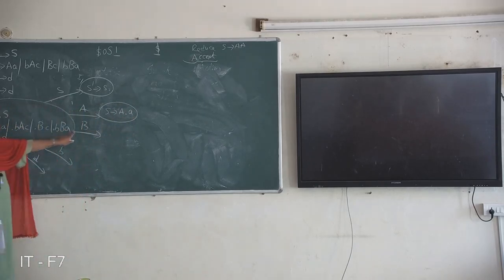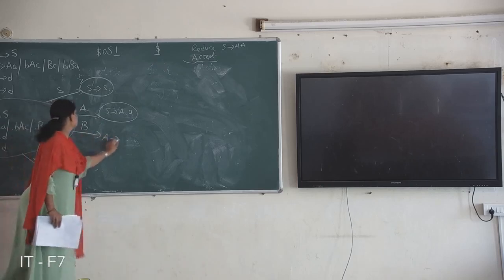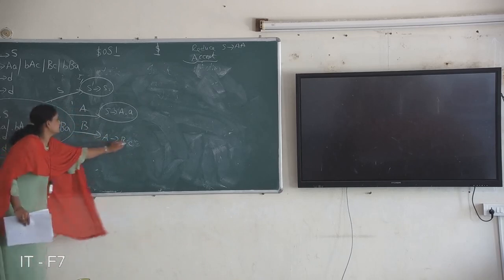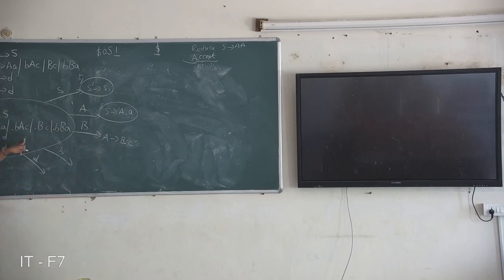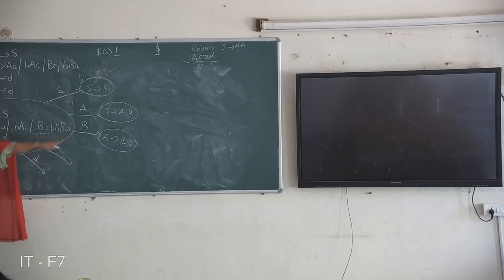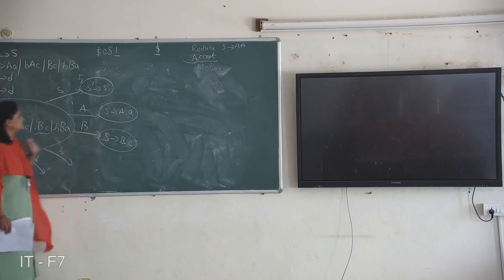Next on B, S derives B dot C. You can get only this production; after the dot B is there, so write S derives B dot C, and C is a terminal here, so nothing more. Yes, S derives B dot.